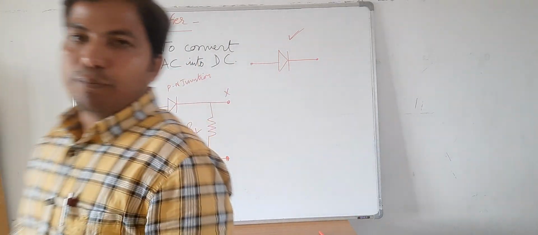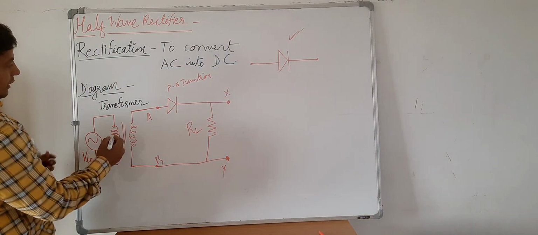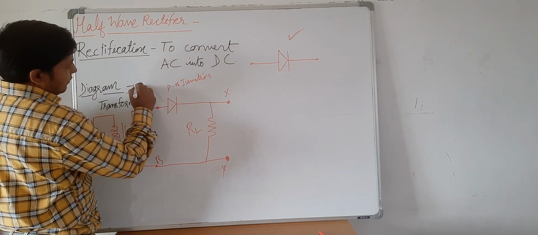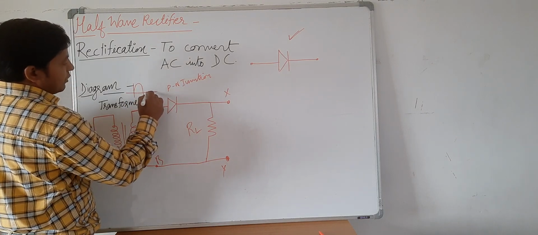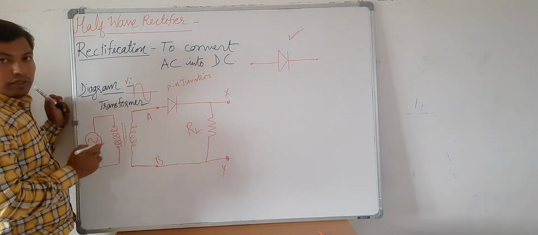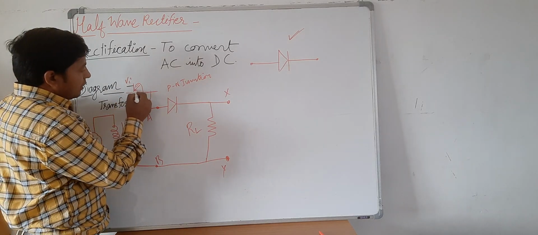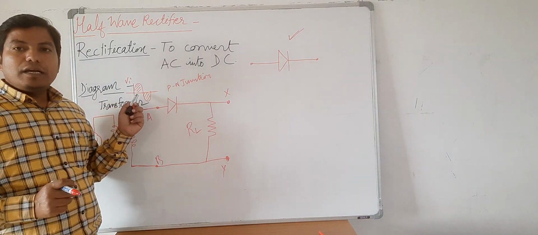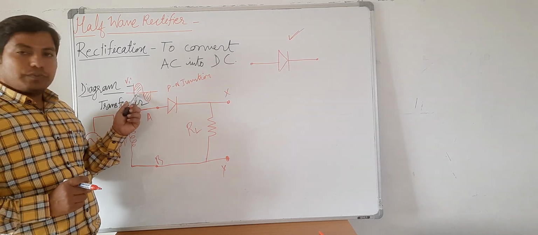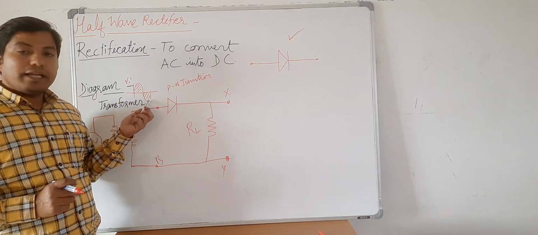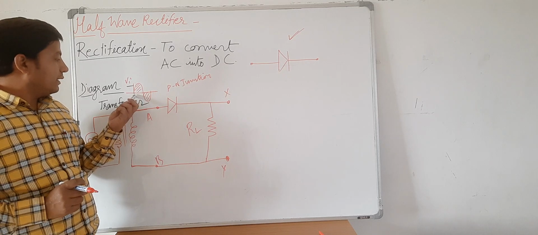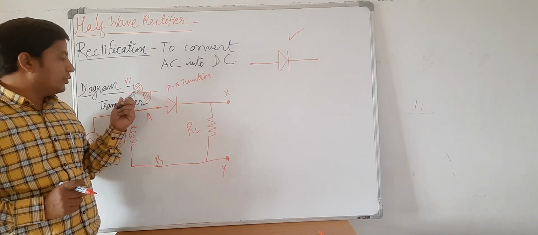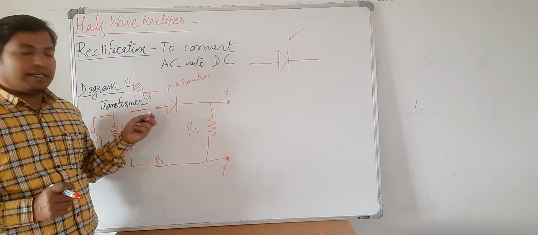Draw the wavefront of input voltage. Suppose that input voltage is in this way. This is V input. This is first half cycle. This is second half cycle. You can observe that in first half cycle input voltage is positive and in second half cycle input voltage is negative.